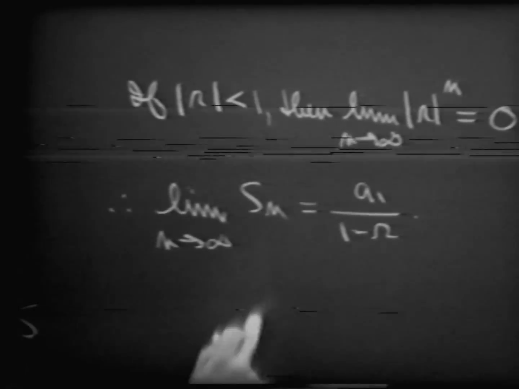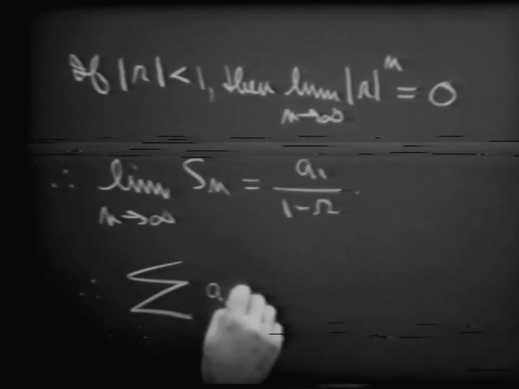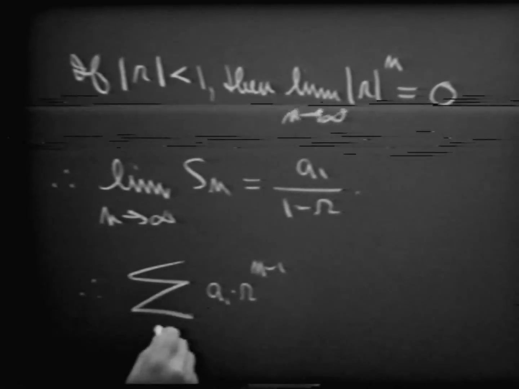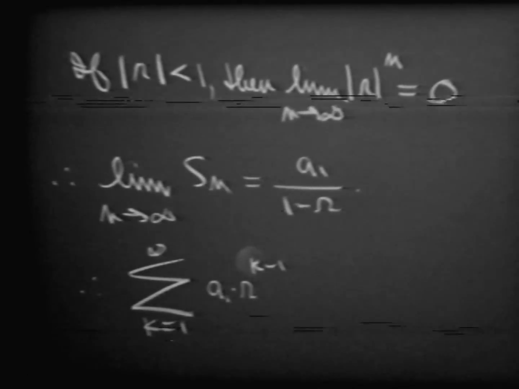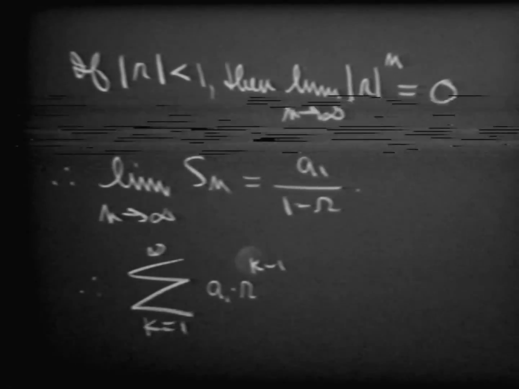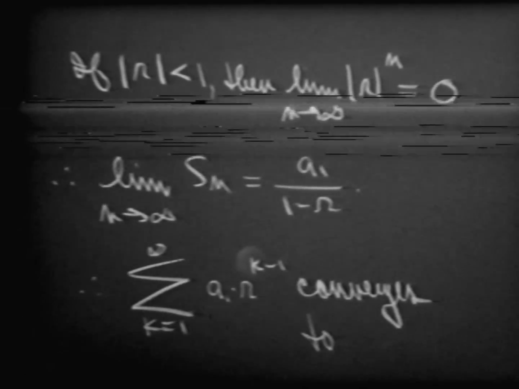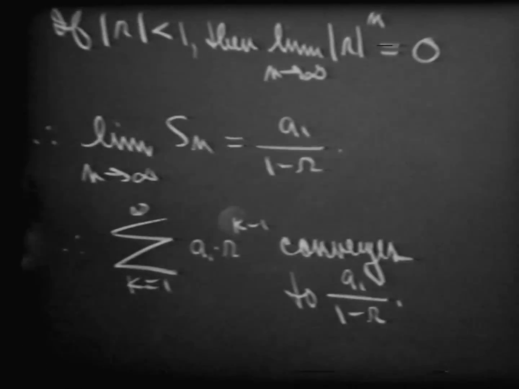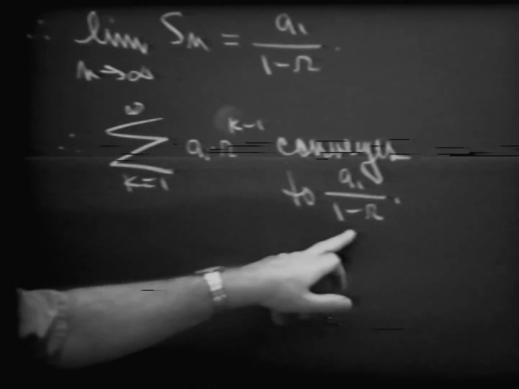Well, if that's the limit of the sequence of partial sums, what is our conclusion about the infinite series of the pattern a sub 1 times r to the k minus 1, where k goes from 1 to infinity? What can we say about this infinite series? It converges, certainly. And what does it converge to? It converges to the number a sub 1 divided by 1 minus r. It's a very simple little formula. So for those cases in which the absolute value of r is less than 1, that infinite geometric series converges, and in fact it converges to simply a sub 1 divided by 1 minus r.